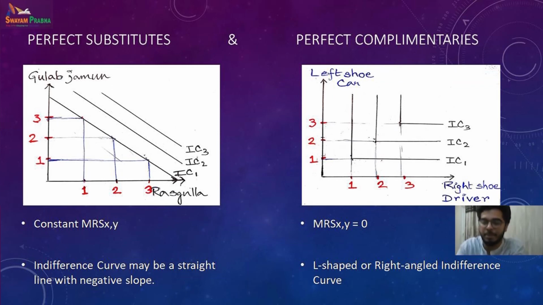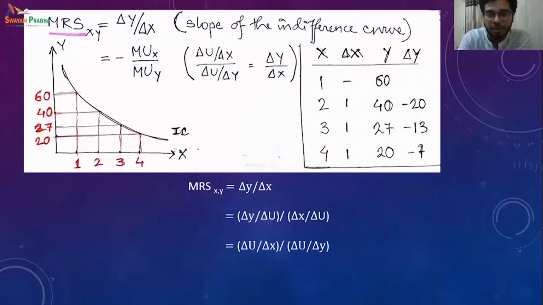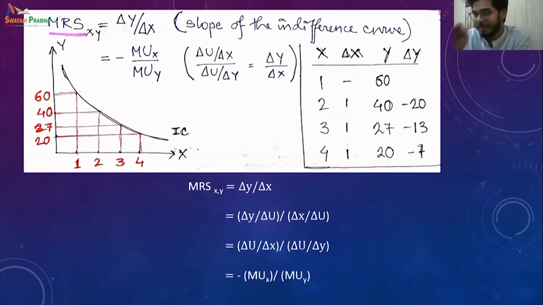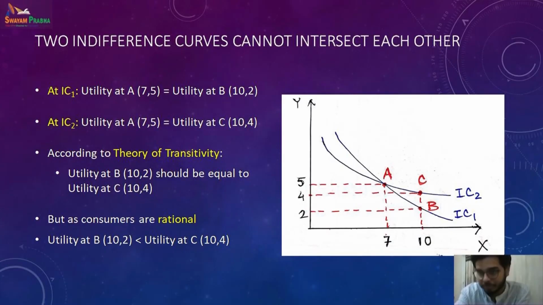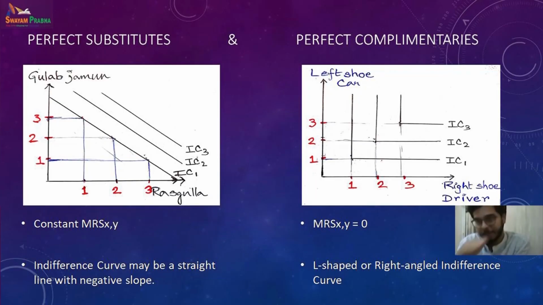In the example I took, if it was a perfect substitute, then for 1 of x they will have 60 of y, for 2 of x 40 of y, for 3 of x 20 of y, and for 4 of x 0 of y. So the delta y here is the same: minus 20, minus 20, minus 20, minus 20. Then the indifference curve will be a straight line, like what we can see here.